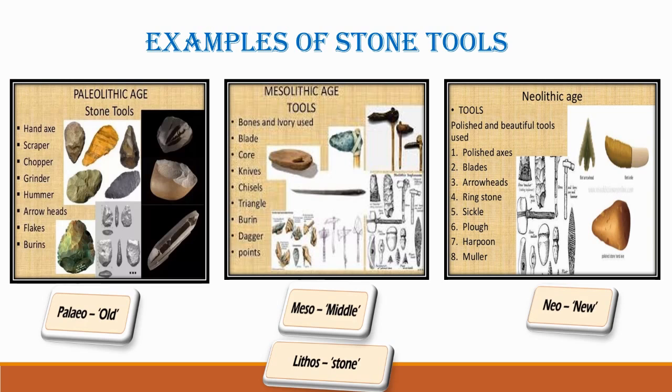So first, Paleolithic age. Paleo means old and lithos means stone. So in this age, stone age tools were found such as hand axe, scraper, chopper, grinder, hammer, arrowheads, flakes and burins. These all tools were made from stone.